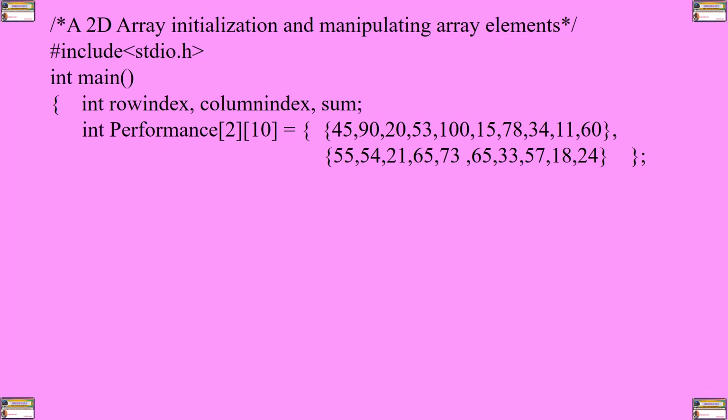Those values will be stored by the processor in the order of listing, whereby the values occupying the first row will be 45, 90, 20, 53, 100, 15, 78, 34, 11, 60. The second row will be initialized as follows: 55, 54, 21, 65, 73, 65, 33, 57, 18, and 24.